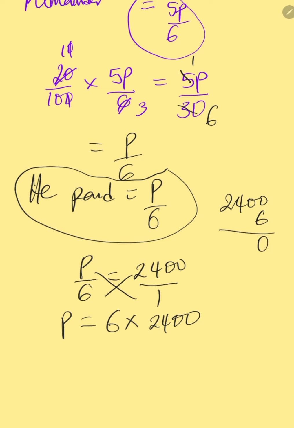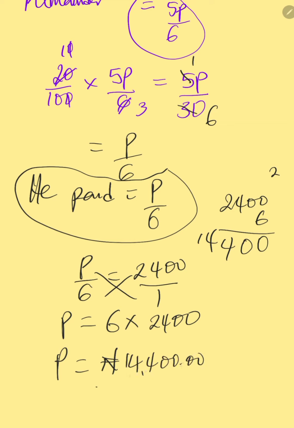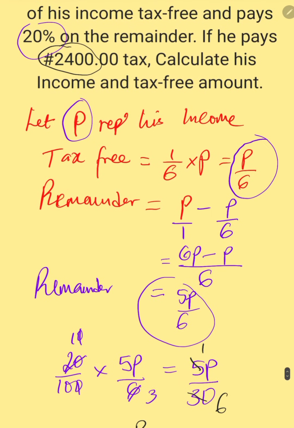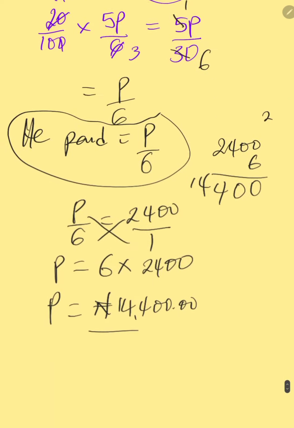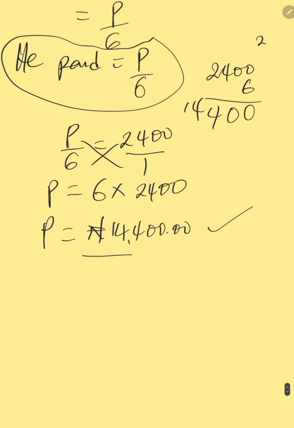6 times 0 is 0, 6 times 0 is 0, 6 times 4 is 24, you write 4 carry 2, 6 times 2 is 12 plus 2 is 14. So P is 14,400 naira. But the question says we should find what? Calculate his income and tax-free amount. His income is 14,400 naira because we said P is representing his income. So his income is now 14,400.